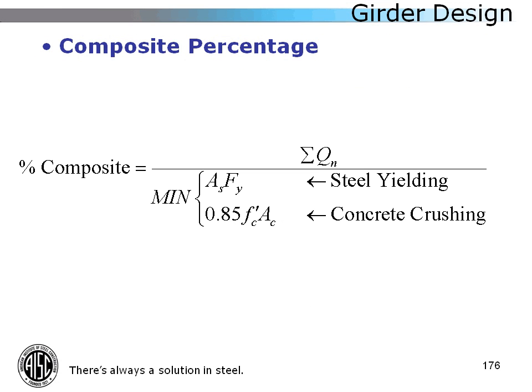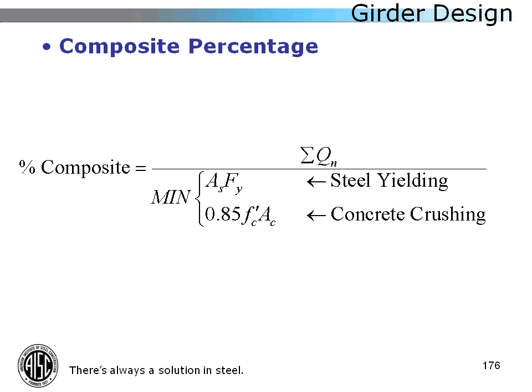So the first thing you need to know when doing this by hand is exactly what composite percentage means. Your composite percentage is just the sum of your anchor strengths from the end of the beam to the point of maximum moment, sum of Q sub n, divided by the minimum of either the yielding of the section or the crushing of the concrete. So if your sum of Qn equals steel yielding or concrete crushing, then you have a 100% composite member. If it's less than that, you have a partially composite member.